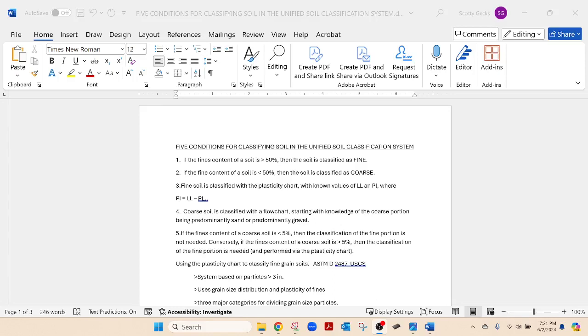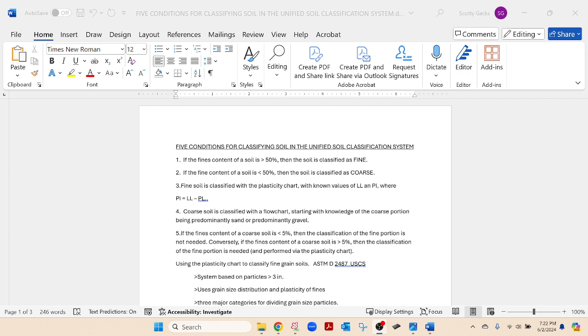I want to talk a little bit about the Unified Soil Classification System. Just a few notes on that. I want to look at some ways to calculate coefficient of curvature and coefficient of uniformity.